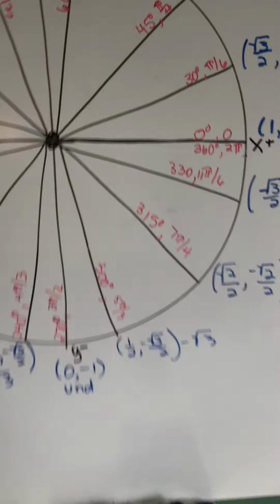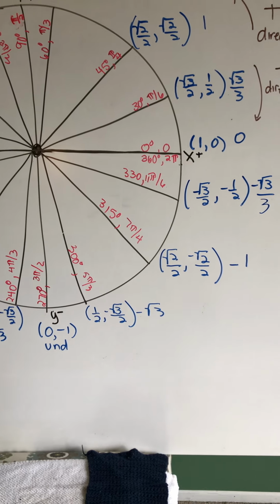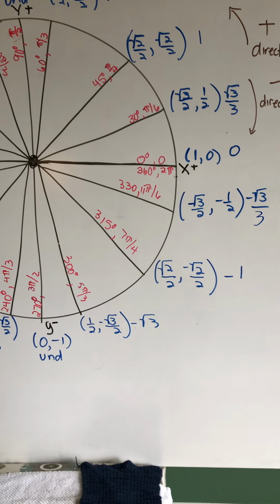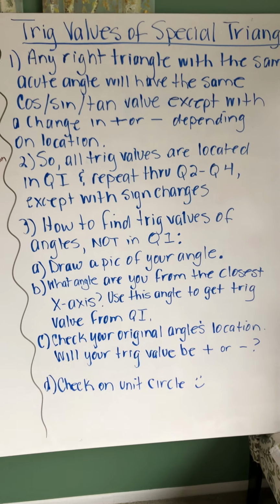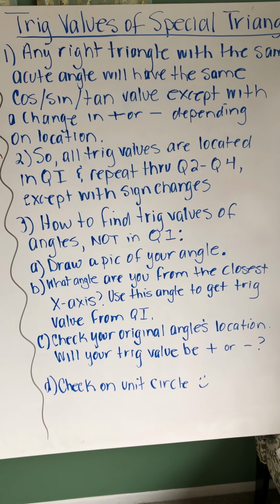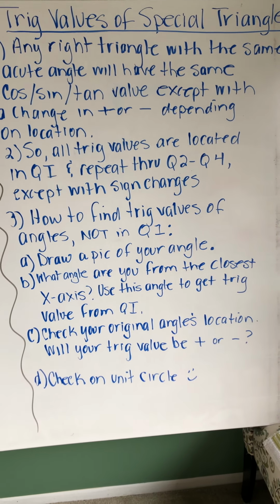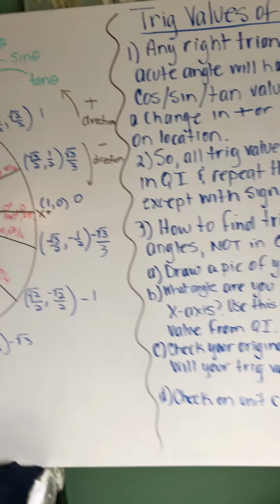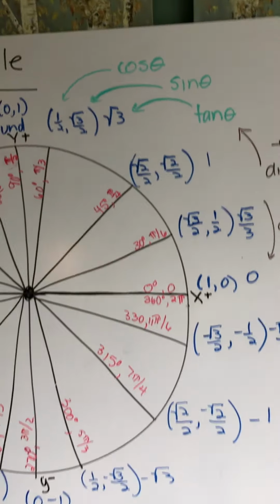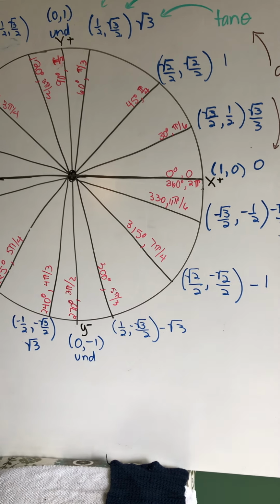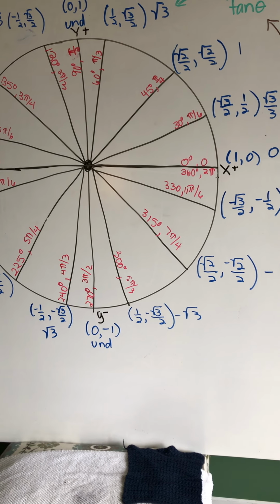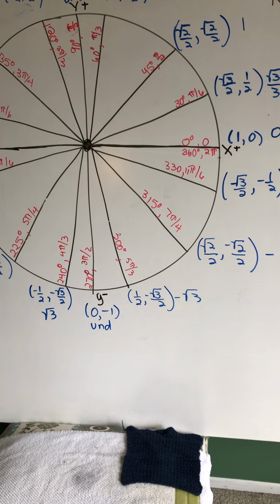And the same happens in the fourth quadrant. You may remember this from Algebra 2. Let's look at number 2. So all trig values are located in quadrant 1 and repeat through quadrant 2 to 4 except with sign changes. So really all you need to know are the trig values in the first quadrant because they repeat in quadrants 2, 3, and 4. They just change sign, positive or negative, based on your location.